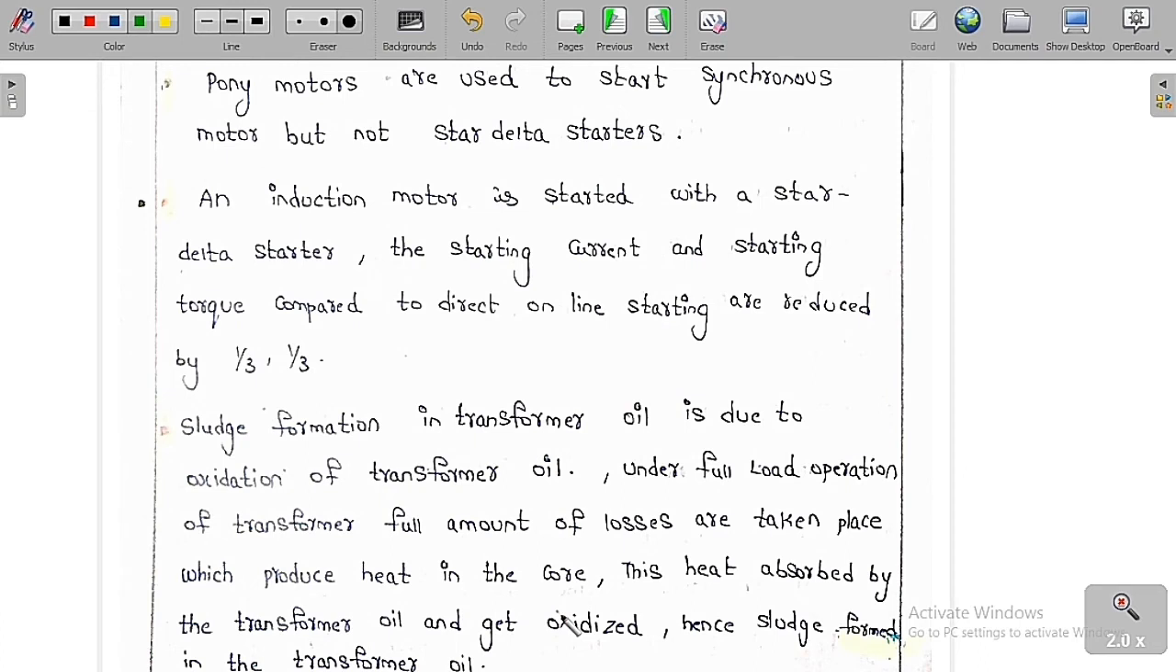So sludge formation in transformer oil is due to oxidation of the transformer oil. Under full load operation of the transformer, full amount of losses take place which produces heat in the core. This heat is absorbed by the transformer oil and gets oxidized. Hence the sludge is formed in the transformer oil.